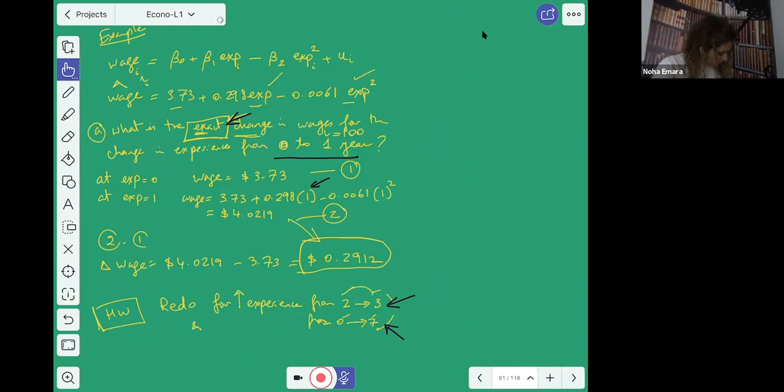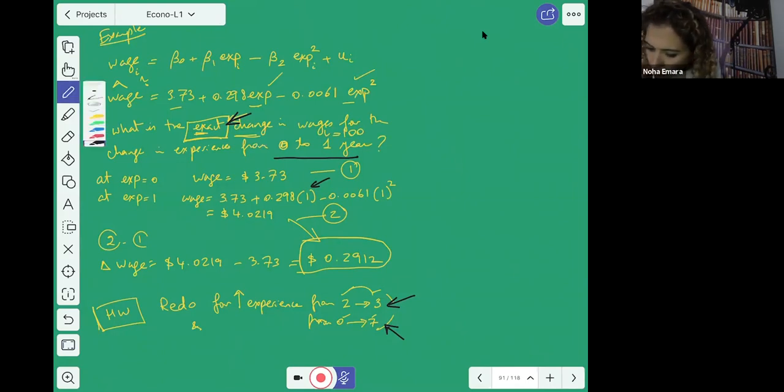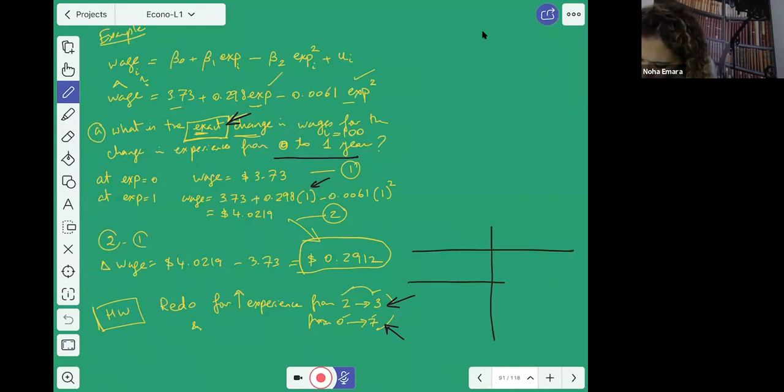Okay, 2 to 3. Parth is saying that from 0 to 7 he got the same, but for 2 to 3 I got a different number. I got 0.2675. So this is what I got. Let me know, maybe I have a mistake, or you can try it again. I asked you to do from 2 to 3, right? And this is the exact, and this is the approximate.